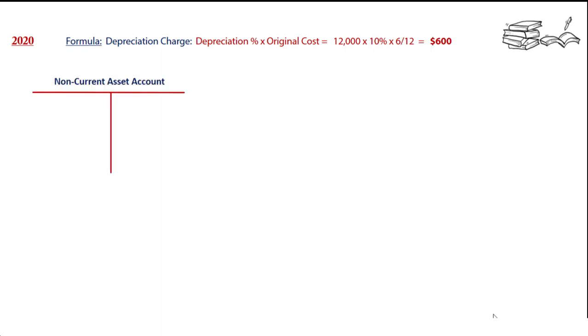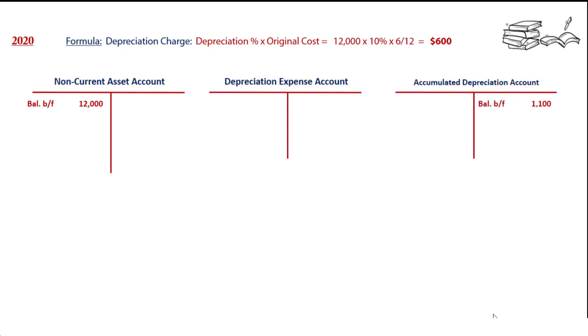So we open a non-current asset account. Now we are not using a lawnmower account because the lawnmower is going to go out and new assets will be coming in. So we debit it with the balance that was coming from 2019, the $12,000. Open a depreciation account, leave it for now. Open the accumulated depreciation account and bring the balance of $1,100 from 2019.